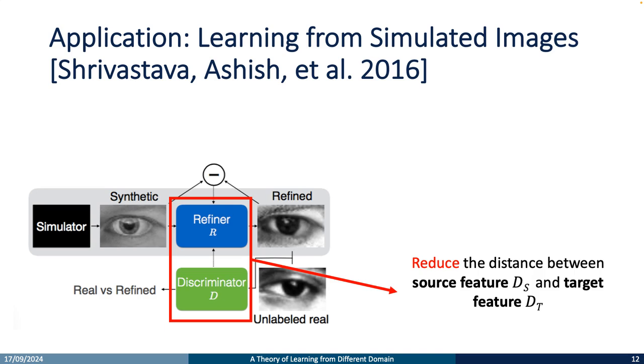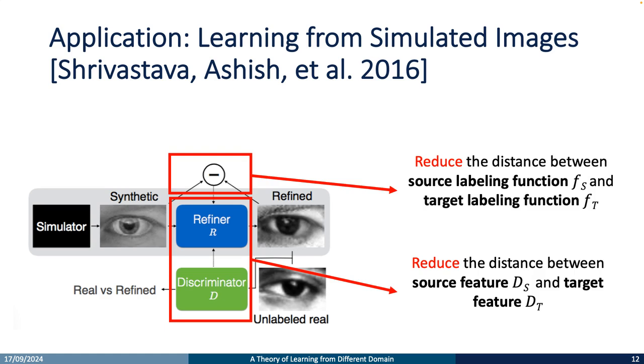If the GAN is trained on these unlabeled real images, it may not generate refined images with precise eye gaze angles. As a result, the eyes in the refined images may not be looking in the same direction as in the original synthetic images. This leads to a larger difference between the labeling functions in the refined images and the original synthetic images. To minimize the difference in labeling functions, a loss function is applied to constrain the pixel difference between the synthetic and real images.